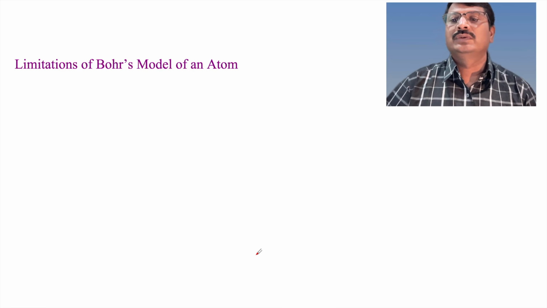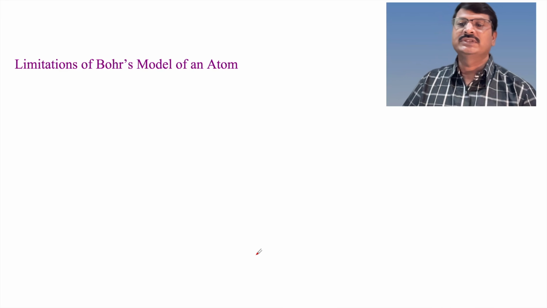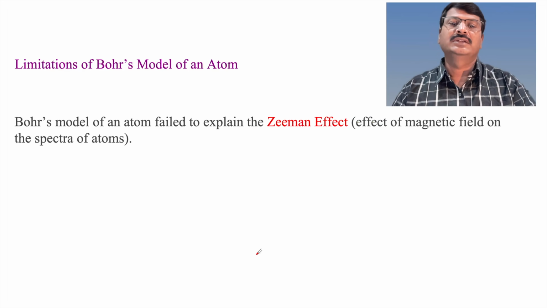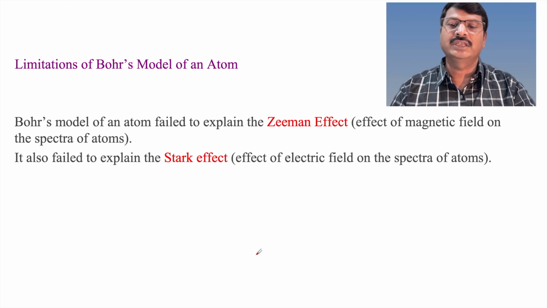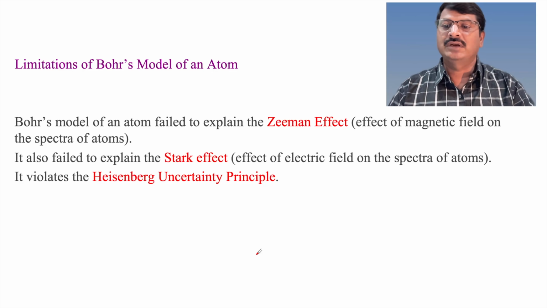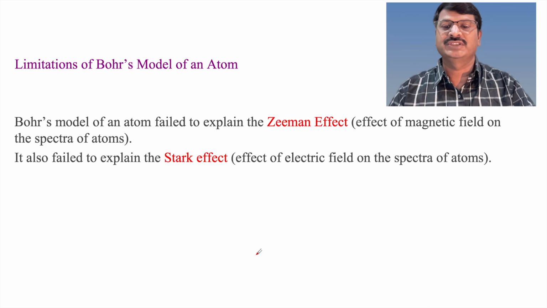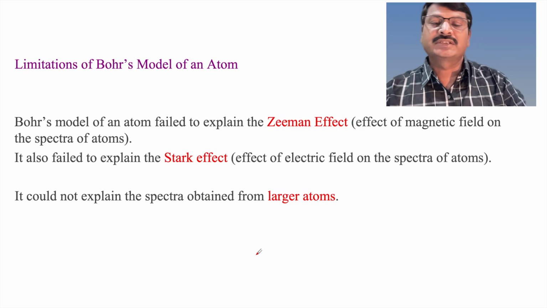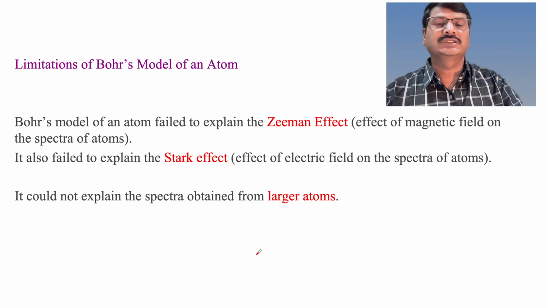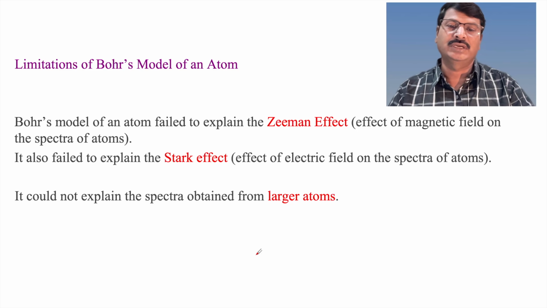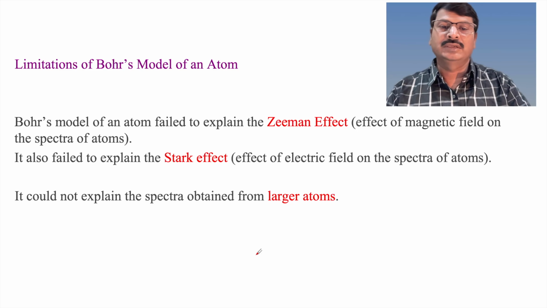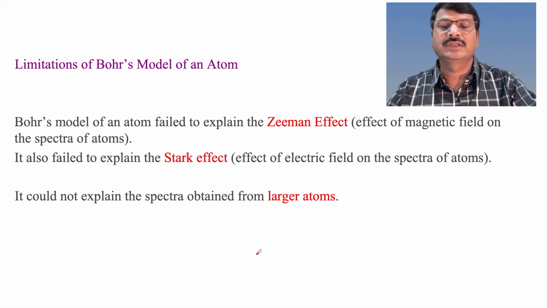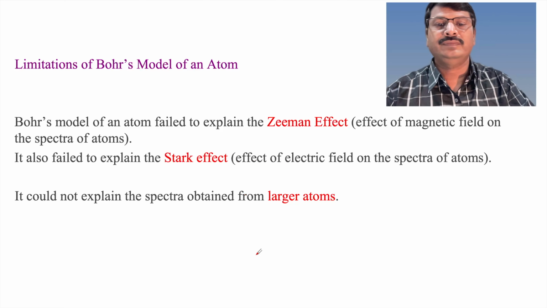Next, let us come to the limitations of the Bohr model. Generally it has many limitations. It does not explain the Zeeman effect, and it does not explain the Stark effect. It does not explain the uncertainty principle, and it does not explain the spectra of large atoms. It successfully explains the spectrum of the hydrogen atom, that is, one-electron atoms only, and it is not able to explain other atoms which have more than one electron.